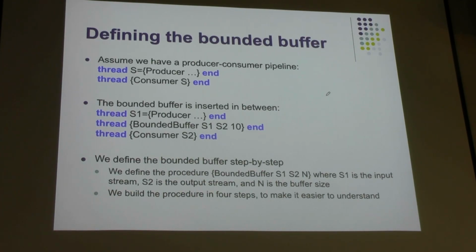So here we have a producer-consumer pipeline, which looks like this. I'll run the code for you in a bit. This is the typical producer-consumer. S is the stream. We have a producer agent and a consumer agent. We're going to stick the bounded buffer in the middle. The producer produces S1, the consumer consumes S2, and the bounded buffer has S1 on one side and S2 on the other side. Okay? So we're going to define this procedure, bounded buffer, and 10 here is the size of the buffer.